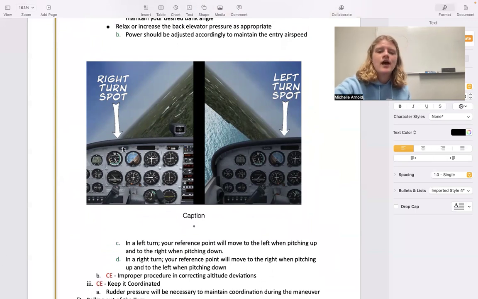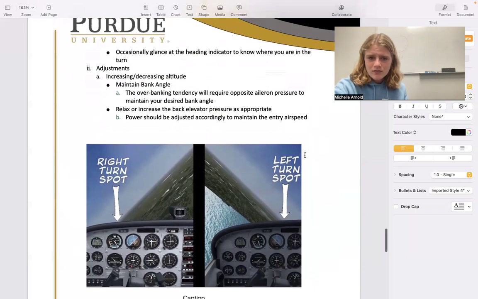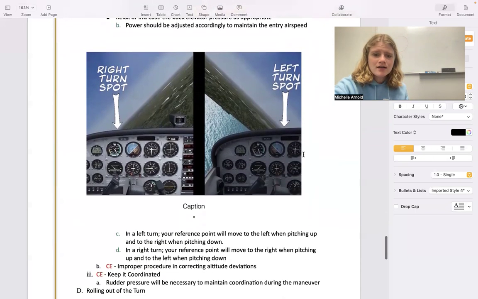And then the opposite in a right turn. So you just want to try to keep that at the same point. You can also reference your attitude indicator. I usually find around 2.5 to 5 degrees above the horizon is a good pitch when I'm referencing my attitude indicator.